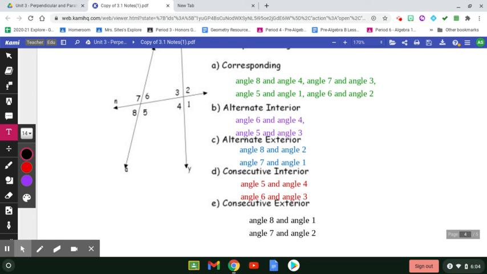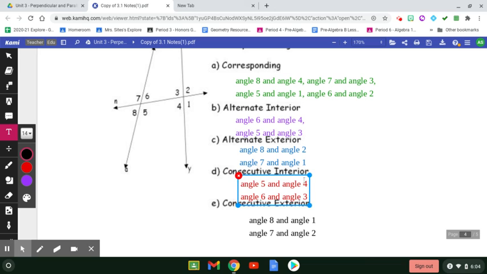Alternate exterior would be the angles that are on the outside. So I'd be looking at 8, 7, 1, and 2. The exterior, which on alternate sides of the transversal, would be angles 8 and 2, then angles 7 and 1. The consecutive interior or same side interior angles. So again, looking at the middle, so angles 3, 4, 5, and 6. So it would be angles 3 and 6, and then angles 4 and 5. And then consecutive exterior or same side exterior angles would be angles 1 and 8 because they're on the same side of the transversal, and angles 7 and 2.